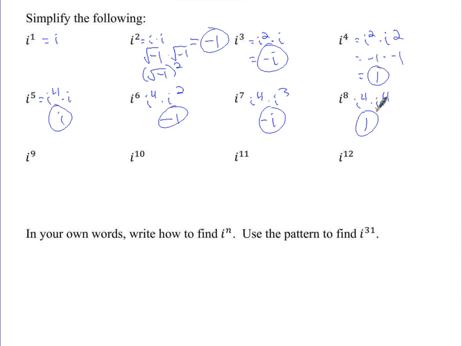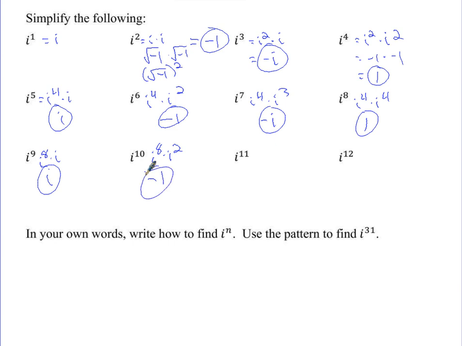Now that I know that i to the eighth is 1, I can split i to the ninth into what? i to the eighth times i, which is i. i to the 10th can split into i to the 8th times i squared, which is, i to the 8th is 1. i squared is negative 1, so we get negative 1.